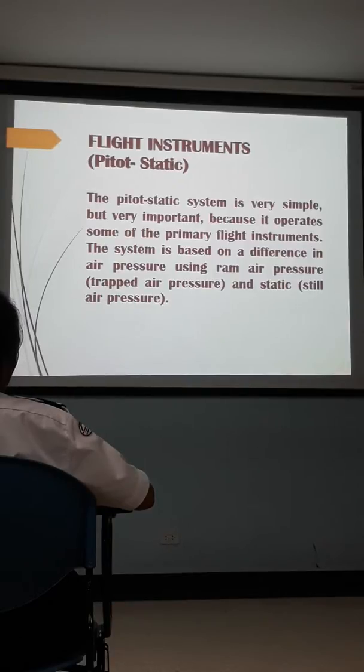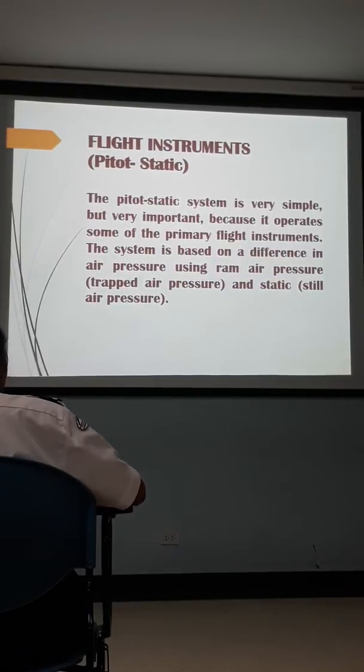Atmospheric pressure is the air around us, and it will change according to the altitude. So the system will measure the difference between these two, and this is how the instrument works. So now everyone knows that we talk about the pitot-static system, the system that measures the difference between ram air and static air. Next question: how do we get ram air and how do we get static air?